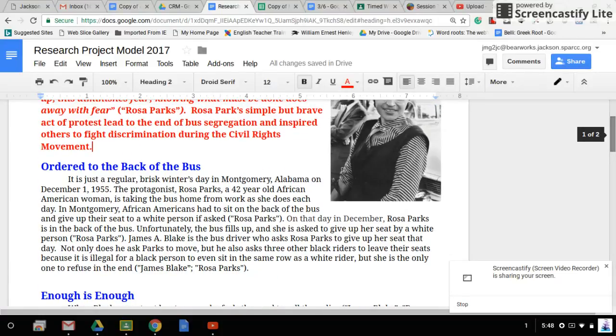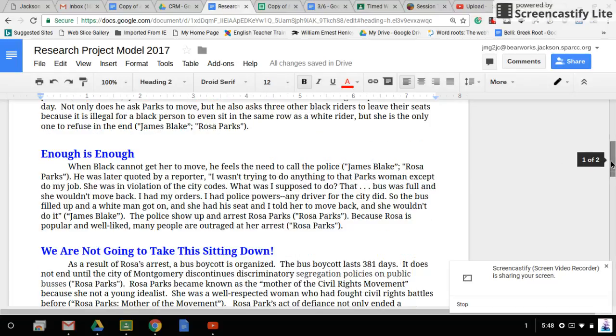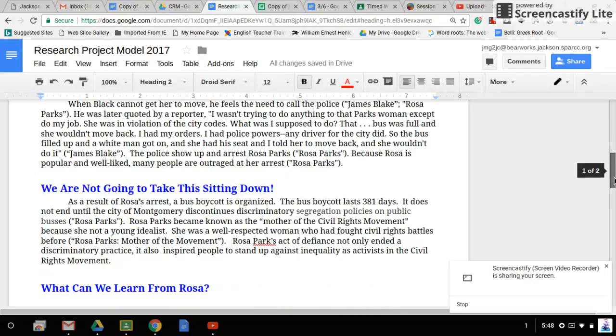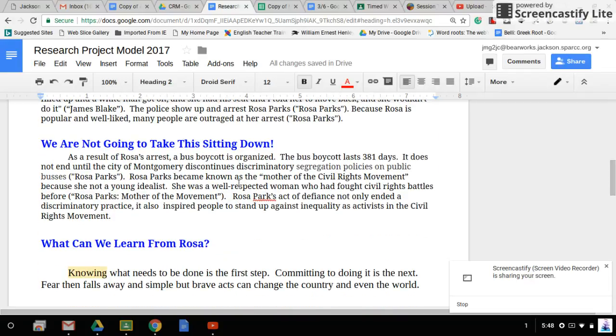So you're going to see here we have the background information. Enough is enough. That's when we get to that original conflict in the chart, where the event comes to a head and you have that major problem. Here we have what resulted, the resolution part of your chart, and how it then impacted the civil rights movement. So we have the last 2 sections of the chart here. And then down here we have the conclusion.